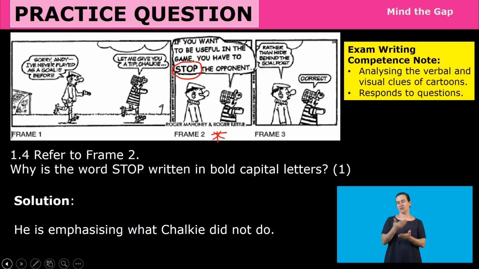So the solution says he is emphasizing. He's putting emphasis on this point. He's driving this point home, that your role in the game was to stop the opponent and not allow them through to score goals.